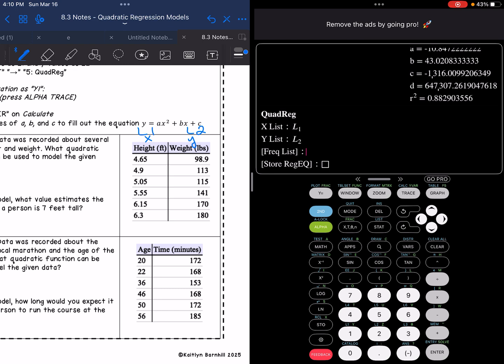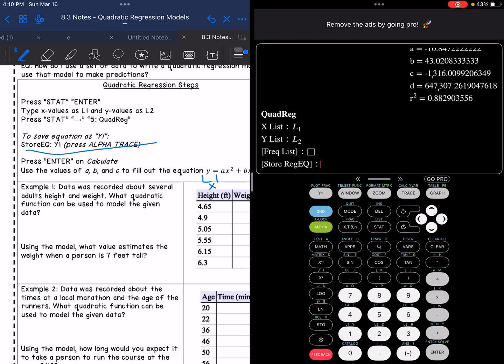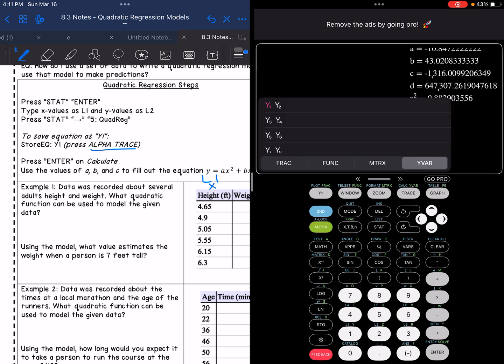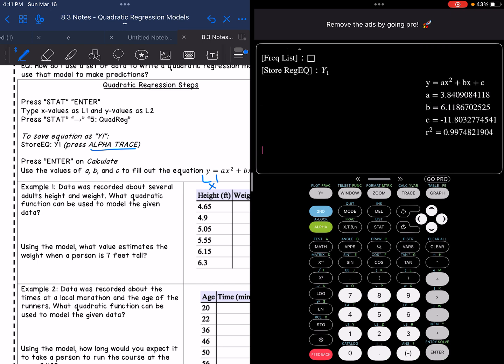And so it's going to bring up something similar to this on your screen. It's going to say X list, Y list. That's the L1 and L2, so that's what it's referencing. We're not going to worry about the frequency list, but where it says store regression equation, that's where we want to tell it to store Y1. And so to do that, we're going to push the green button and then push the trace button, and that lets you choose Y1. All right, so we want it to say Y1 right there. And then on your calculator, you're going to go down to calculate and press enter. This one doesn't have that. I just get to press enter.